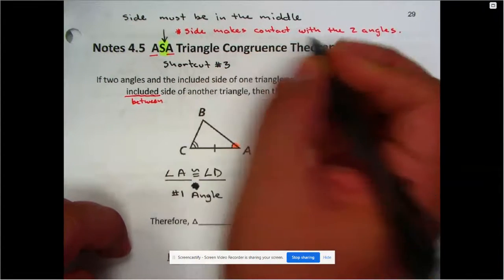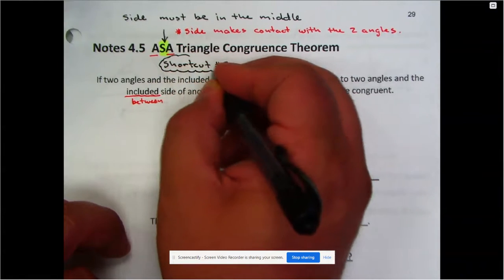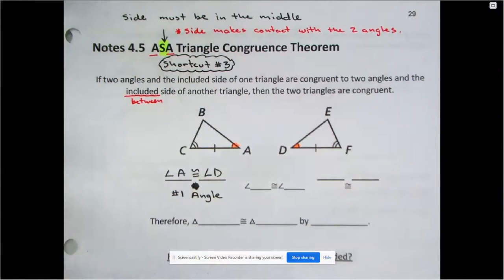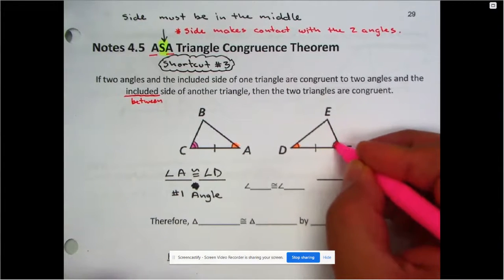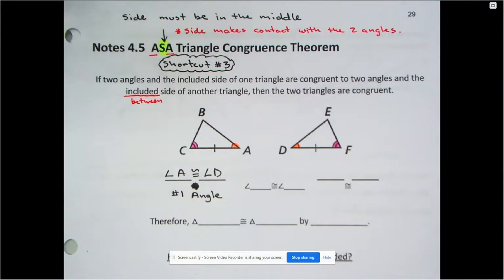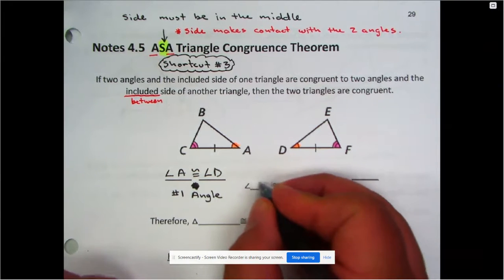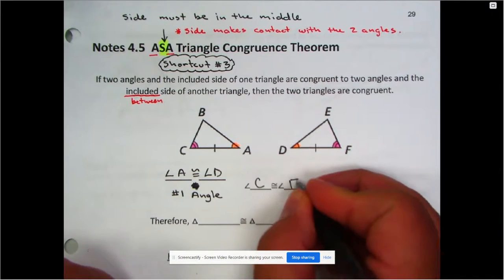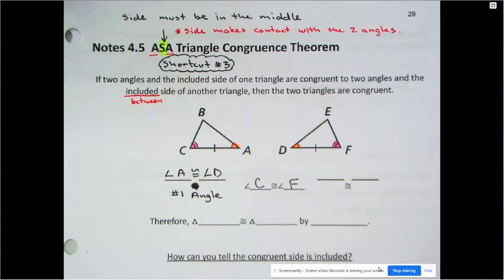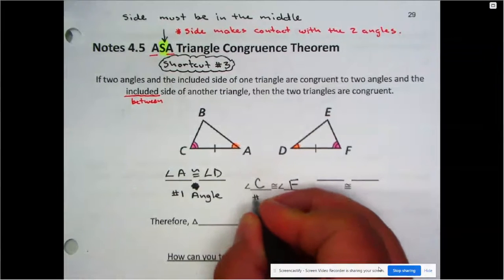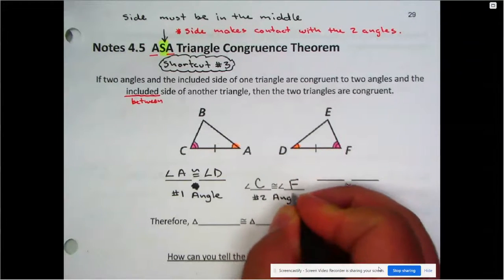Shortcut number 3. Remember, the other two are side, side, side, and side, angle, side. Now we have a new one called ASA. When I look at this picture, I notice there's this other angle here that is exactly the same as this angle right here. So angle C is congruent to angle F. There are going to be some questions like this on your assignment. Just make sure that when you're writing them out, you're using capital letters on big ideas so that it marks it correct. That's piece of information number 2, which is yet another angle.